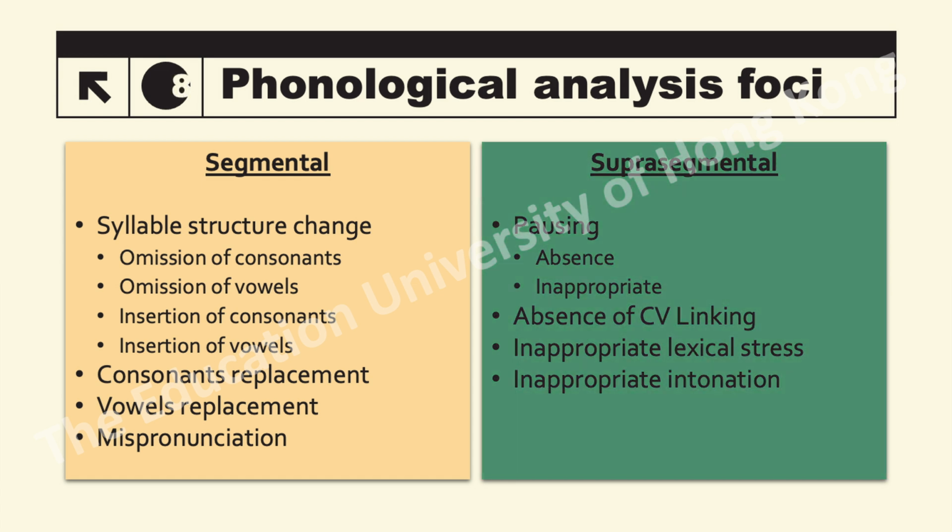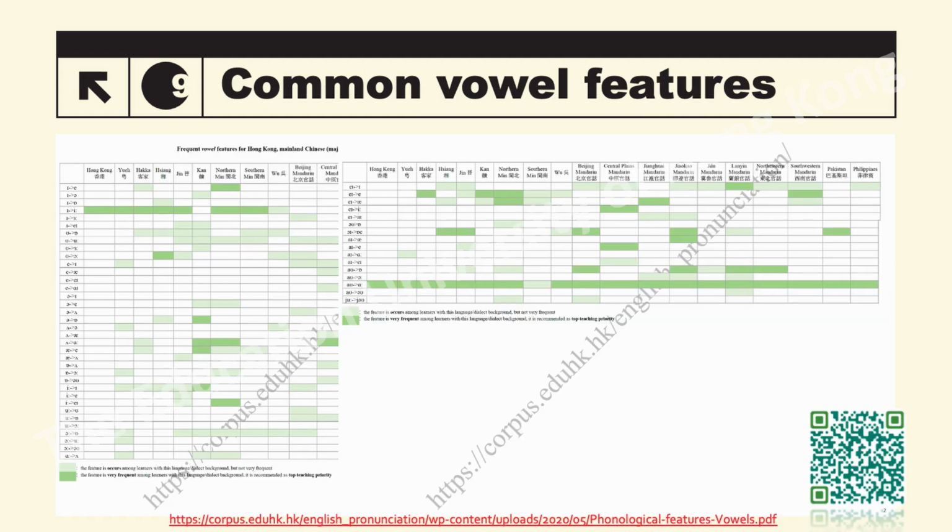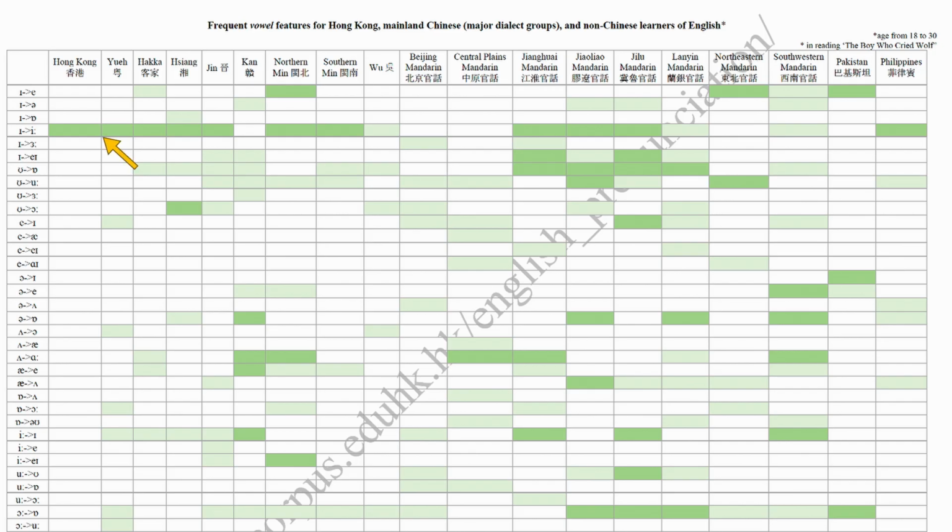In this session, we are going to cover the segmental features. The QR code at the lower right corner will lead you to a PDF file showing vowel features commonly found among speakers with different Chinese dialects backgrounds and non-Chinese speakers. For example, speakers from Hong Kong whose native language is Cantonese tend to replace the short I sound as in sit with the long E sound as in seat, which is indicated by the green-colored box.